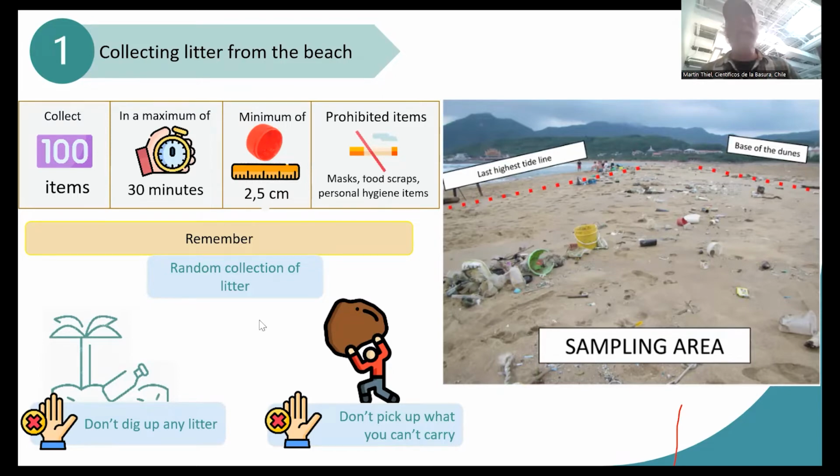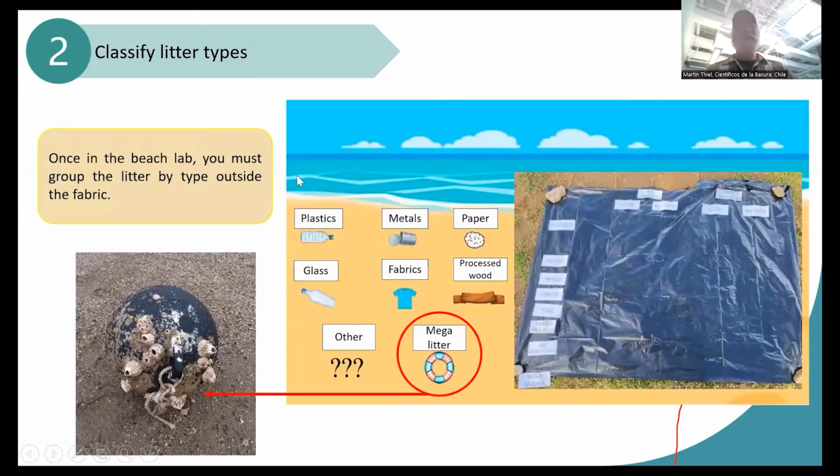Once we come with all the litter to our beach laboratory, we separate the litter into the main categories. The main categories that we distinguish here are plastics, metal, paper, glass, fabrics, processed wood, and others that we don't really know what it is. And we do that to the side of our sheet, not on this sheet, because items go on this sheet only later, after we know whether they float and whether they have epibionts or not.